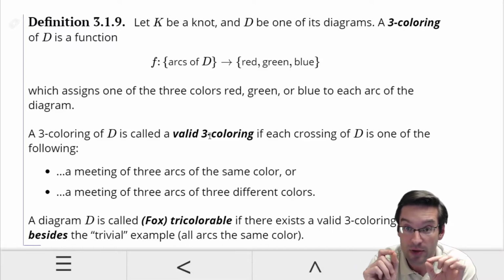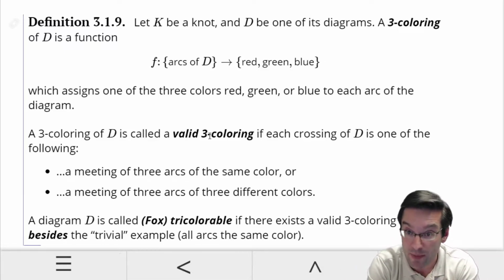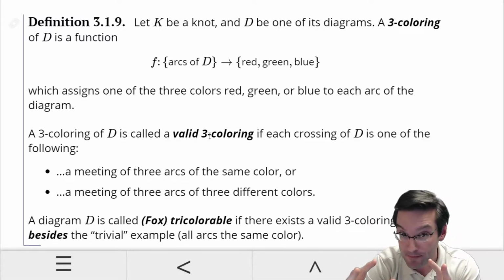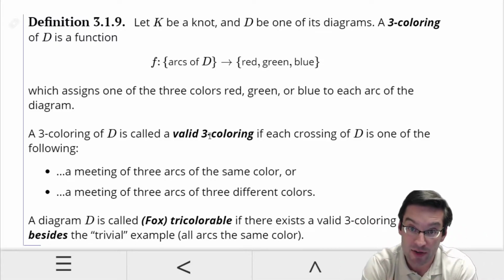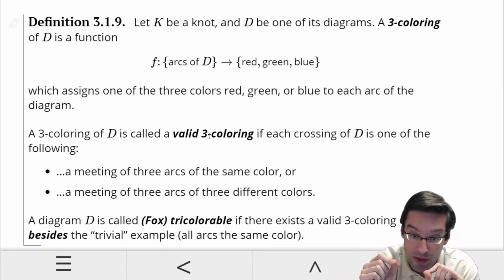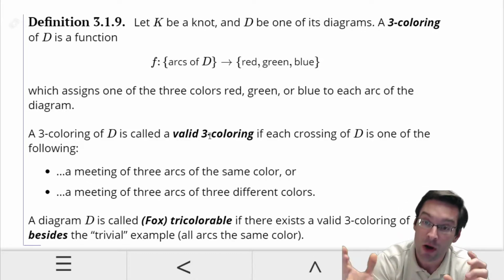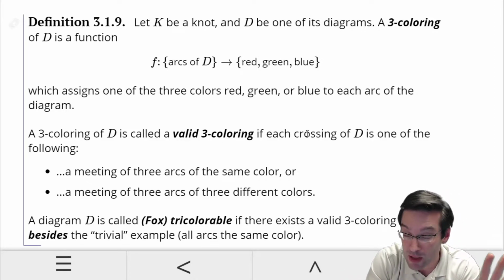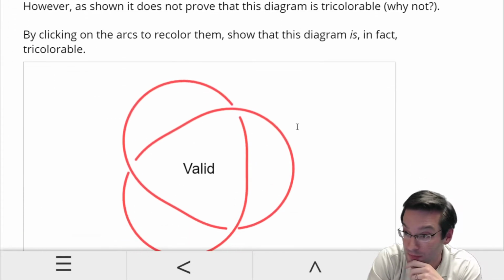And remember that the rules for validity for a tri-coloration specify that a 3 coloring is valid if every time there is a crossing on my diagram, either all 3 of the arcs incident at that crossing are colored the same, or all 3 of the arcs incident at that crossing are colored distinctly. So at any crossing, either all 3 of the arcs have to be the same color, or all 3 of the arcs have to be different colors. And that's the case in which we call the coloration a valid tri-coloration.